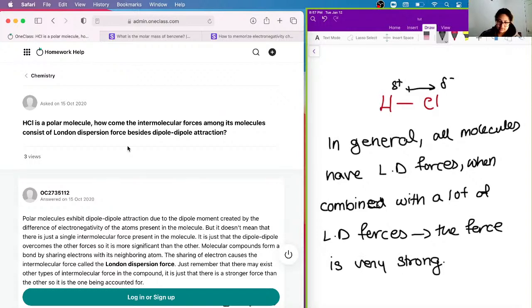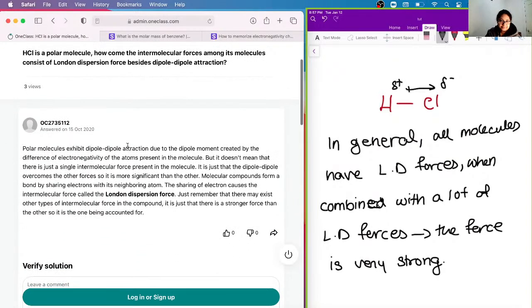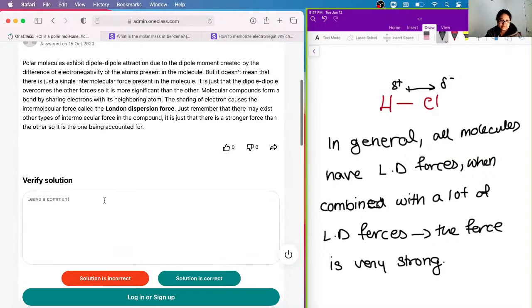Okay, and so the last statement here is what I just said: just remember that there may exist other types of intermolecular force in the compound. It is just that there is a stronger force than the others, so it is just the one being accounted for. Okay, and so this is correct.